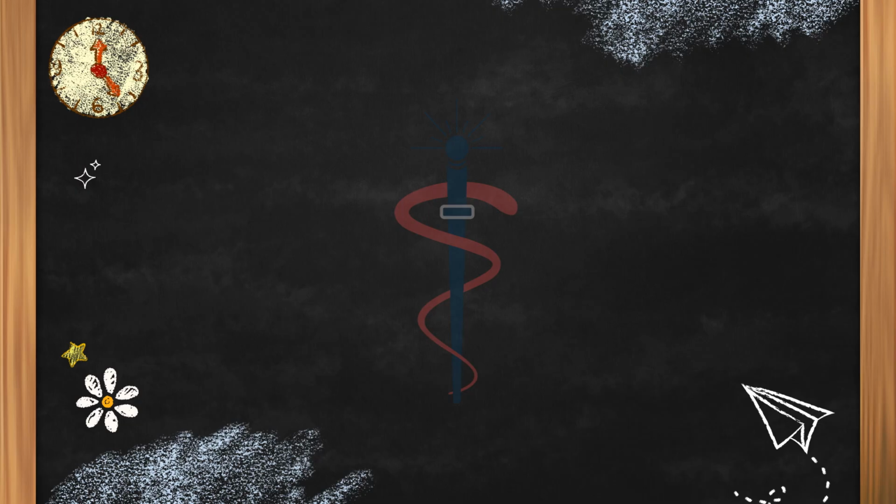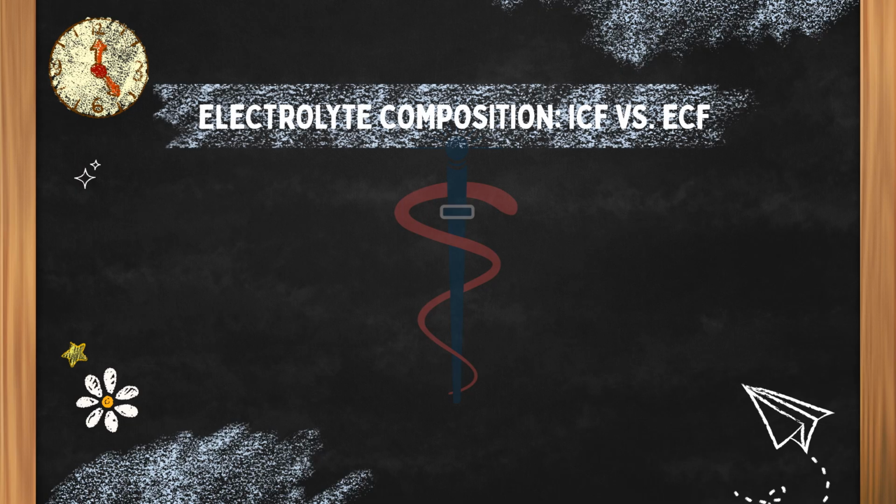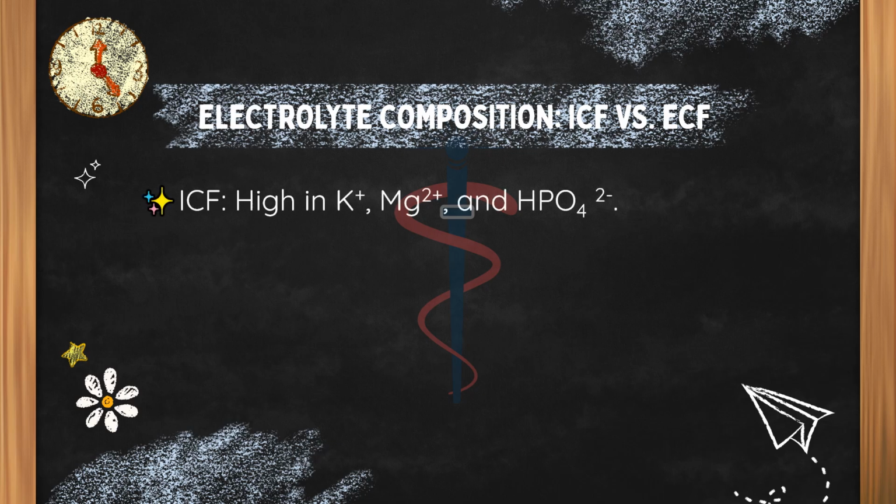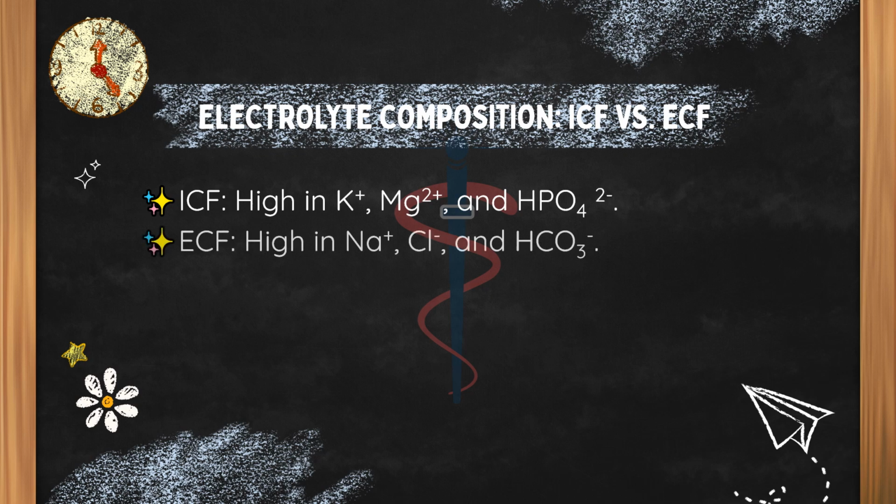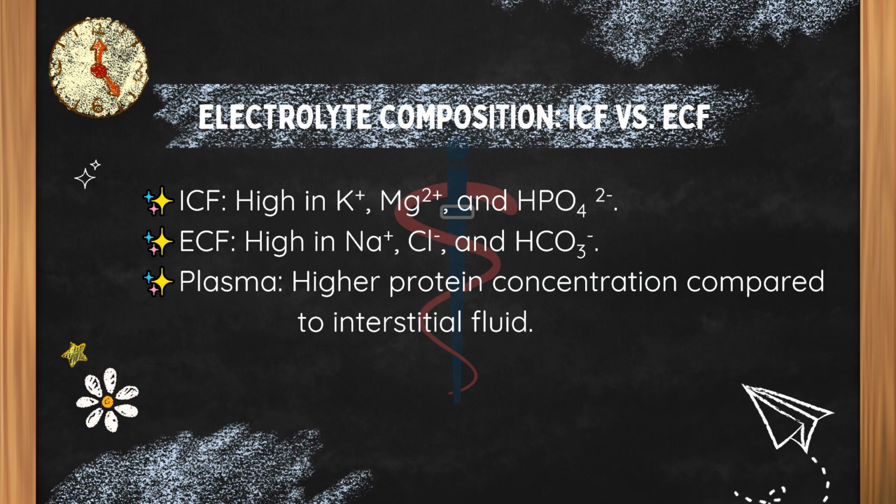Now, let's talk about what's dissolved in these fluids. The composition differs significantly between the ICF and ECF. The ICF is rich in potassium, magnesium, and phosphate ions, as well as proteins. On the other hand, the ECF, including both interstitial fluid and plasma, is high in sodium, chloride, and bicarbonate ions. Plasma also has a higher protein concentration compared to interstitial fluid.